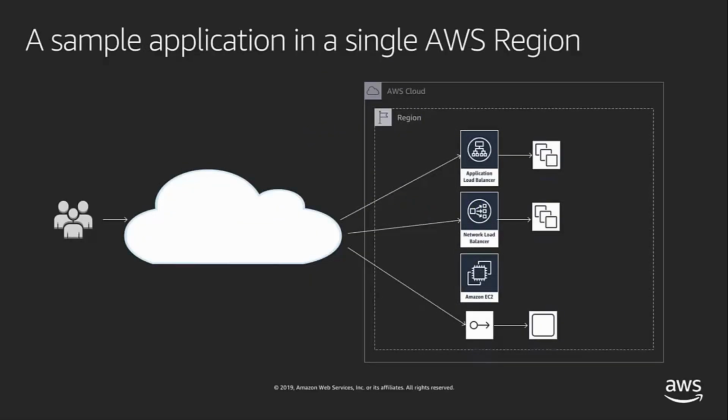So let's start from a simple use case in which you have your sample application running in an AWS region. This application might have an application load balancer fronting a number of EC2 instances and a network load balancer. You may want to have your users going directly to an EC2 instance. And you have users that are trying to access your applications in the region via the public internet. The biggest unknown here is that white cloud, which is the internet between your users and your application.